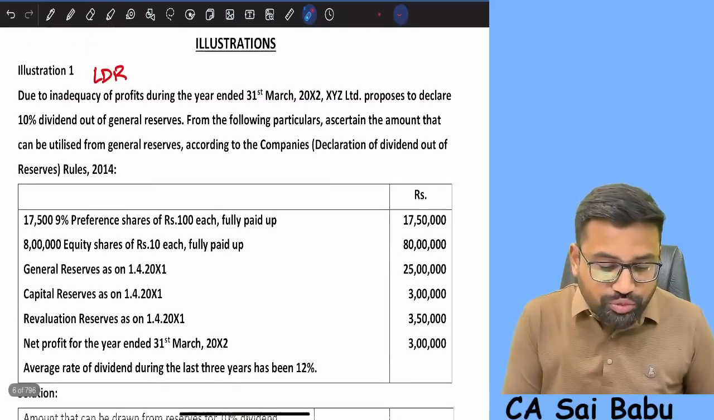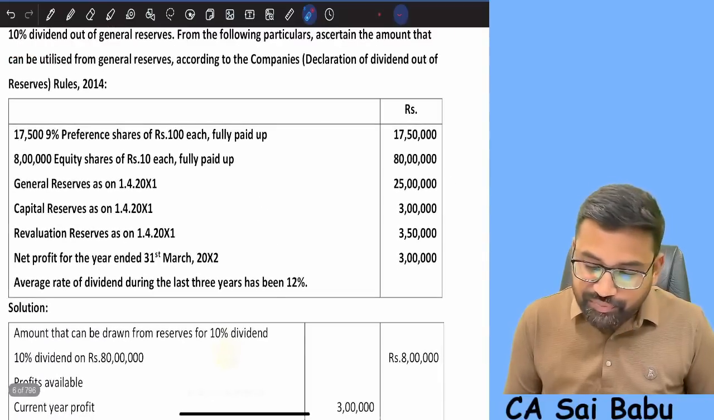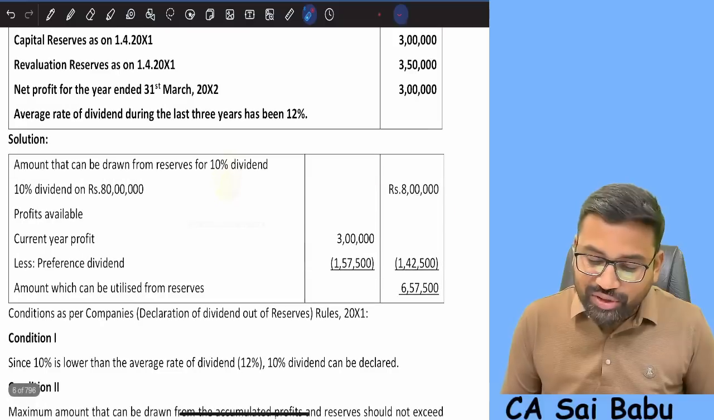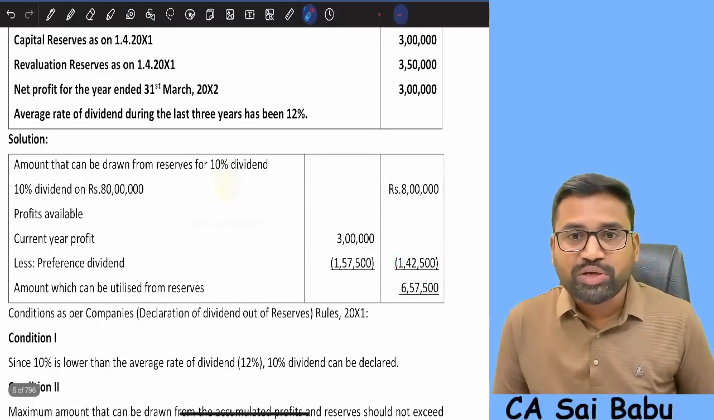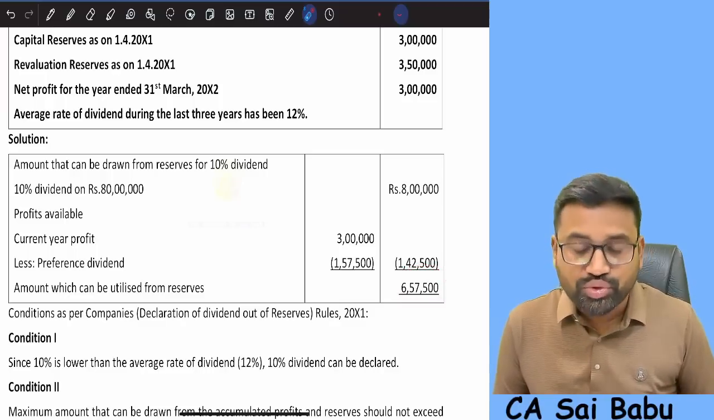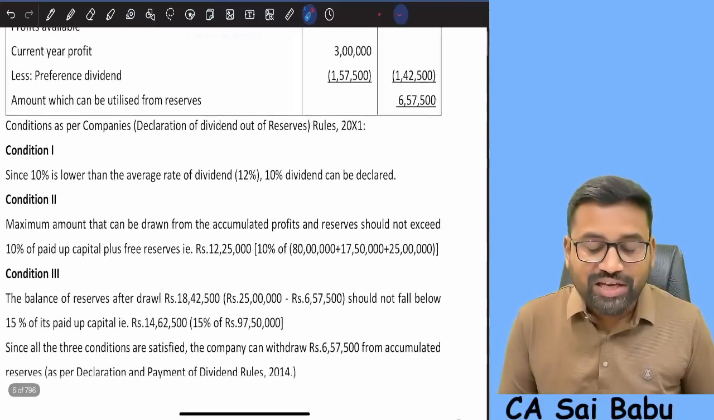But the company wants to pay 10% dividend on equity shares. So 80 lakhs into 10%, 8 lakhs. So 8 lakhs will be the equity dividend, but the profits available is 1 lakh 42,500. Therefore 6 lakhs 57,500 is what the company wants to take from general reserve. But is it allowed? Apply.